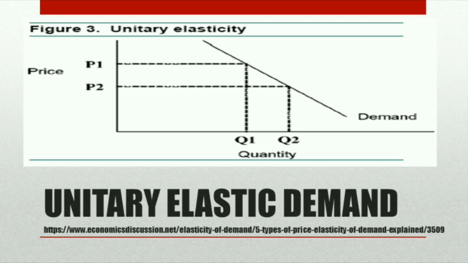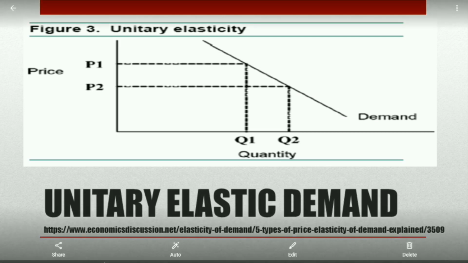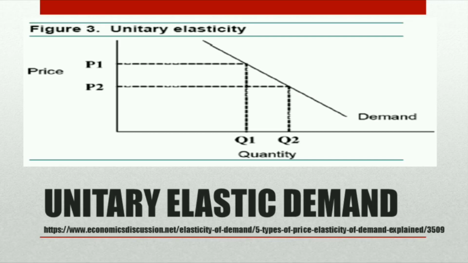When price is P1, quantity demanded is Q1. When price falls from P1 to P2, quantity demanded increases to Q2. That means a change in price brings about an equal and proportionate change in demand. The numerical value for unitary elastic demand is equal to 1. Hope you understood the 5 kinds of elasticity of demand. That is, the 5 kinds of price elasticity.